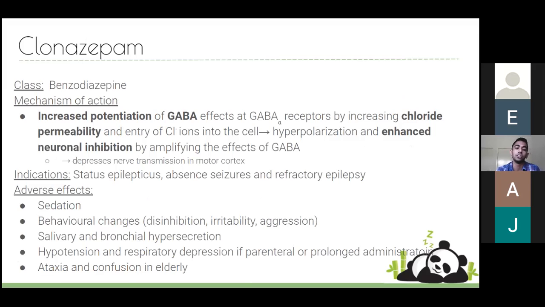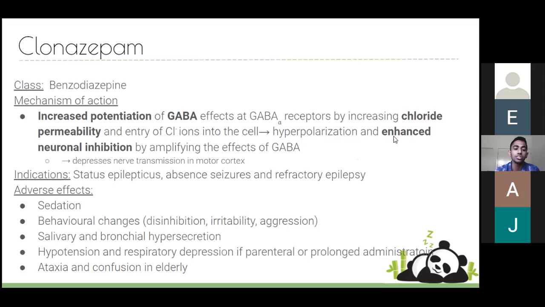Clonazepam. So this is a benzodiazepine. So this is going to be doing a similar kind of thing with GABA, but not exactly the same. So instead of increasing the actual amount of GABA we have at the synapse, it's going to increase the strength of GABA, the permeability at the actual postsynaptic neuron.